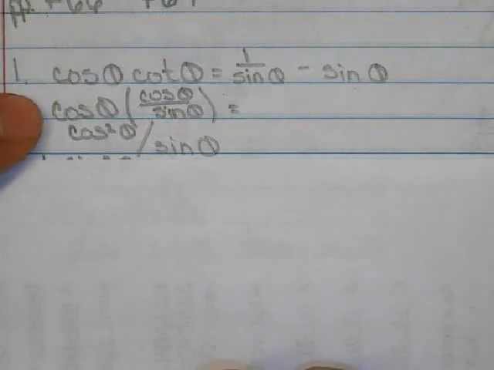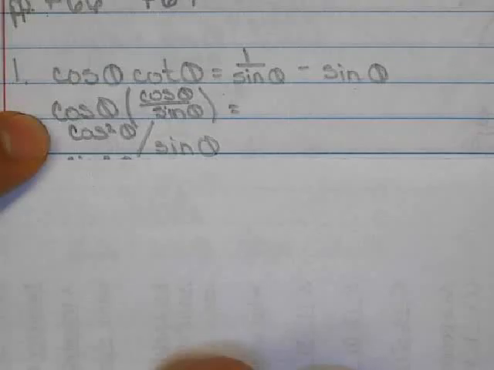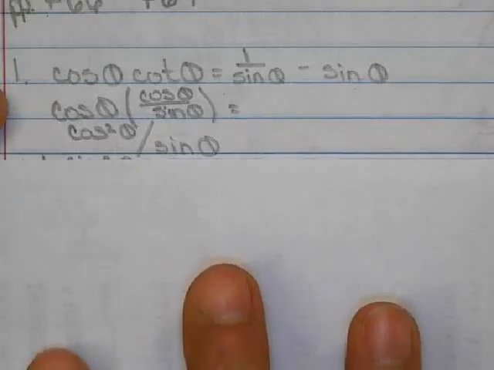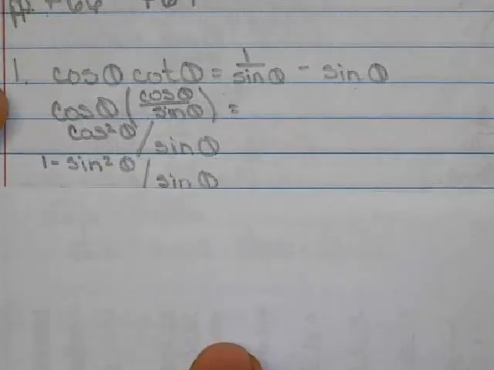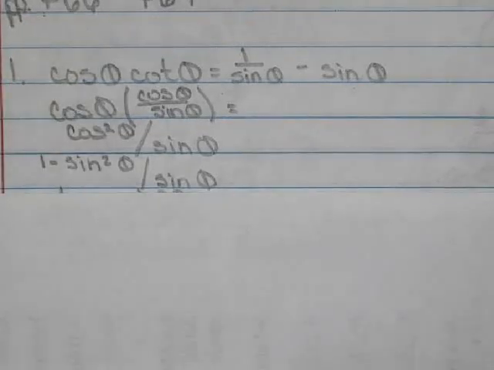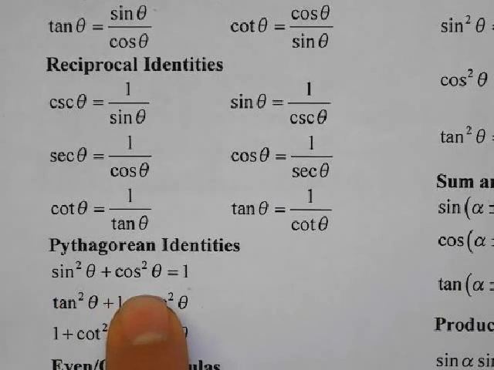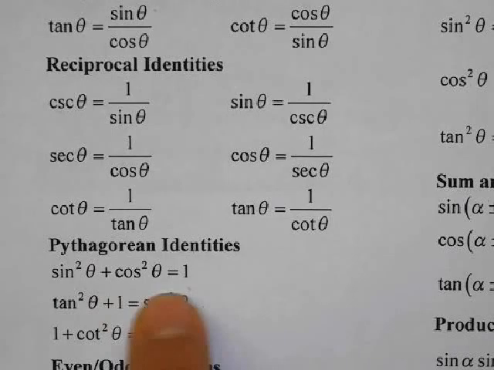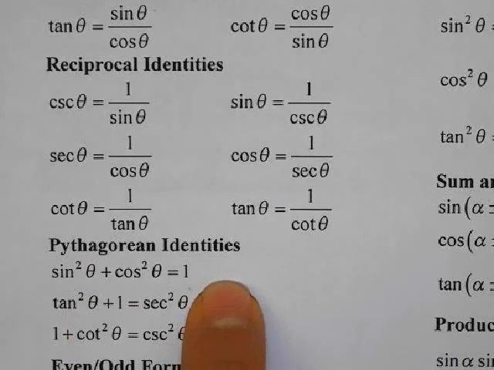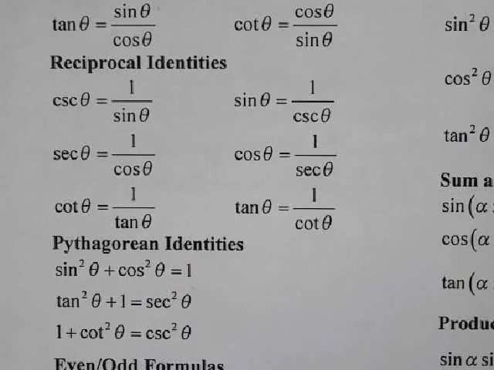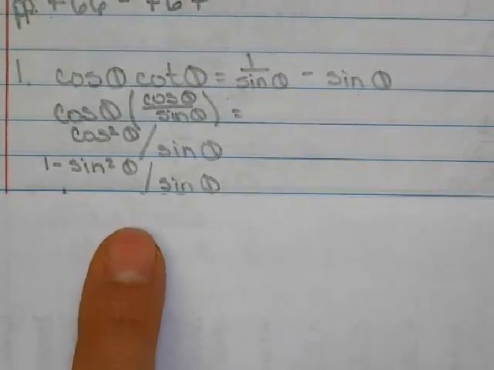So when you multiply, it goes straight across, so cosine times cosine is cosine squared with the sine on the bottom. I know that cosine squared is equal to 1 minus sine squared over sine theta. The reason I know that is because in my Pythagorean identities, it says sine squared plus cosine squared equals 1. So if I want to get cosine squared by itself, I would subtract this sine squared, so that this would be 1 minus sine squared. So cosine squared is equal to 1 minus sine squared, which is what we have here.